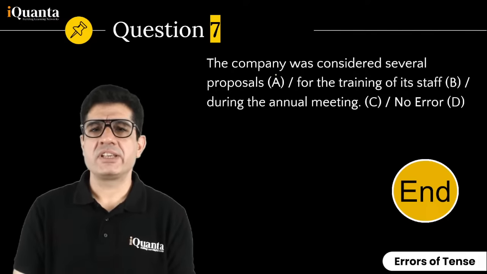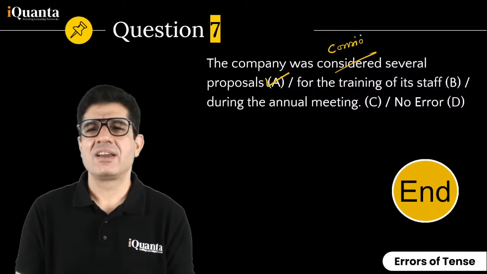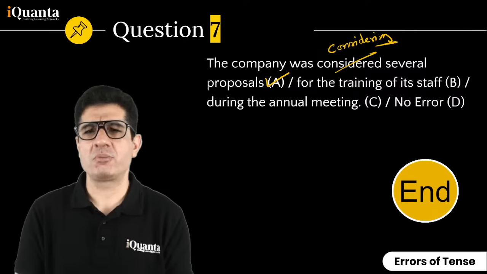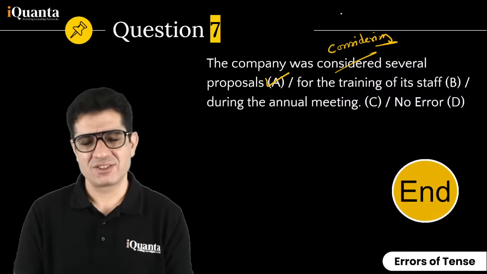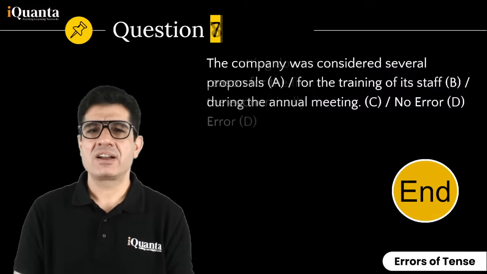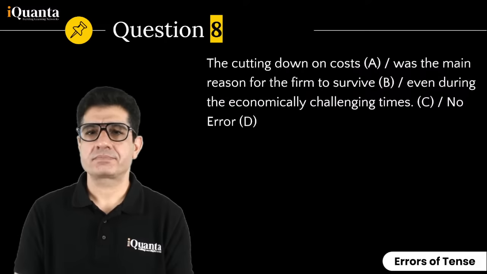Okay, I think this one is easy. The company was considering. I mean, past continuous tense. You need an ing form of the verb and not the ed form of the verb. So obviously wrong. Okay, question number 8.